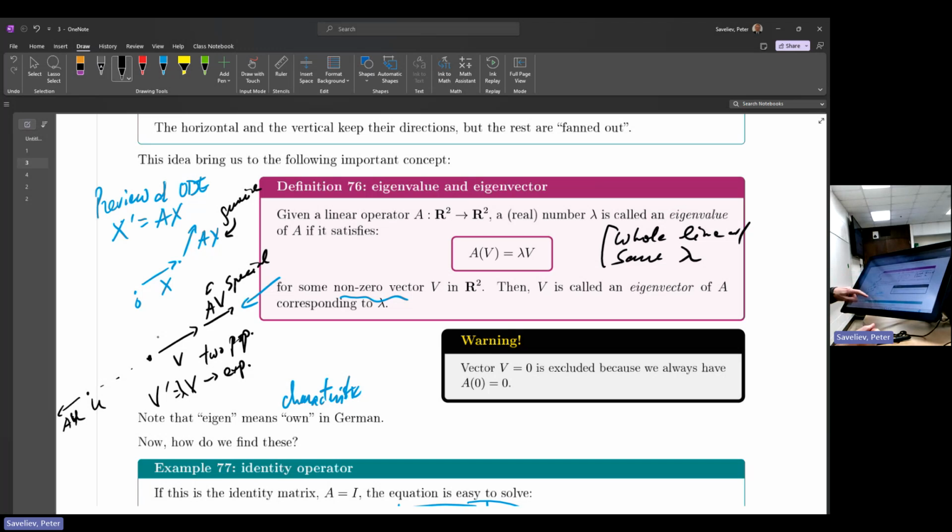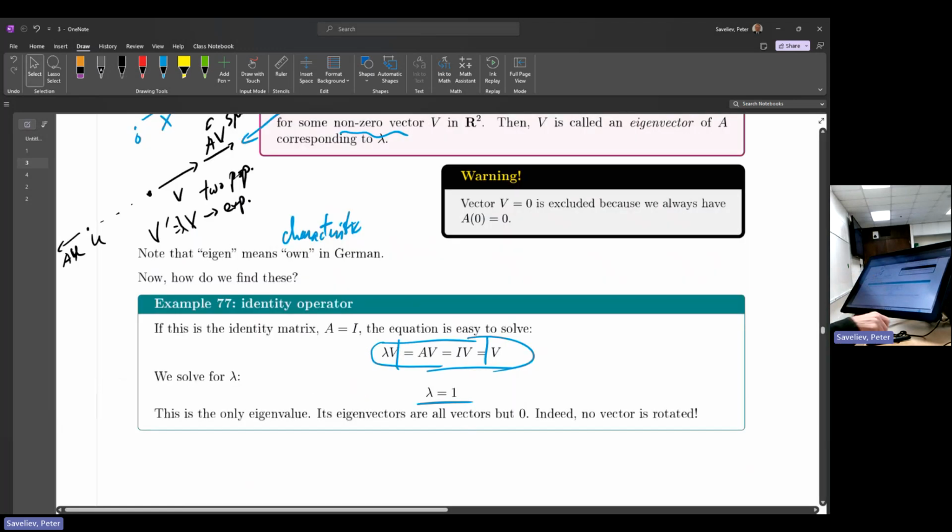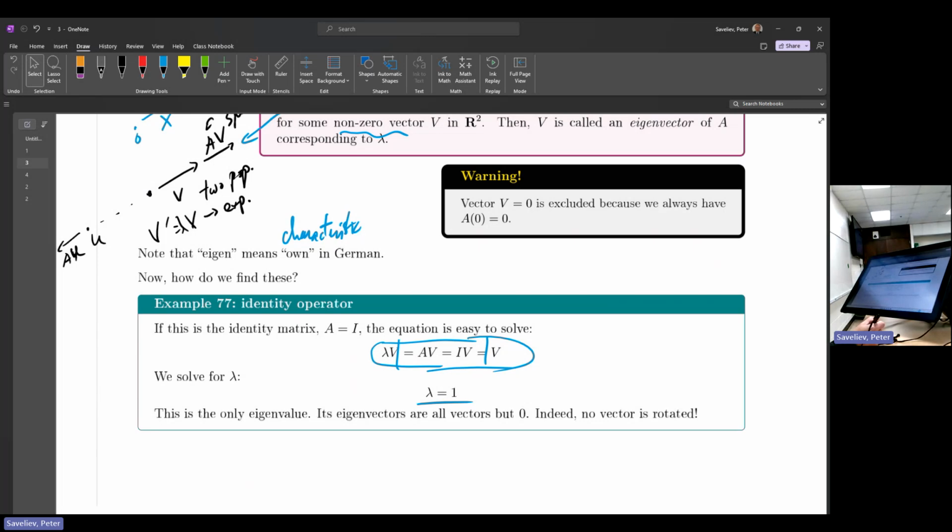Okay, so let's go back to linear algebra. The eigenvalue of the identity matrix is 1, because it's literally solving the equation lambda v equals v. The only way for it to happen when v is not equal to 0, it's not allowed to be 0, is lambda equal to 1.